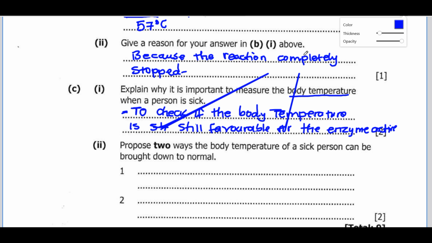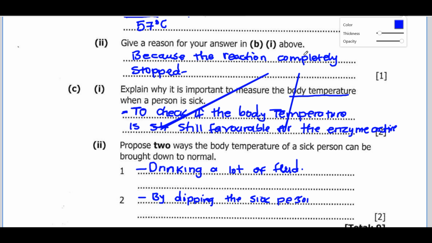Then propose 2 ways the body temperature of a sick person can be brought down to normal. So drinking a lot of fluid. Then number 2 can be by dipping the sick person in cold water. So these are questions like its application. You apply now what you've learned.